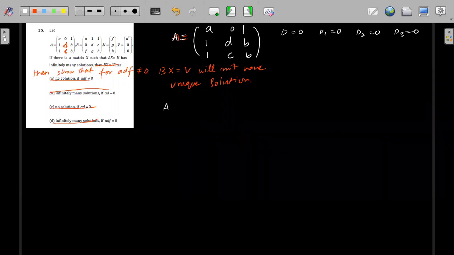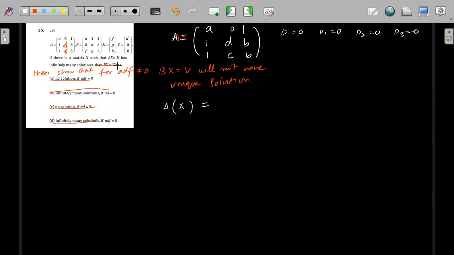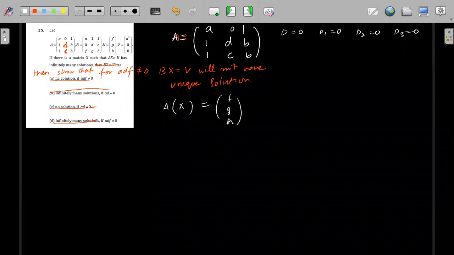So we have AX equals U, and U is FGH. Okay, so now I will find the value of D. First, I will find the value of determinant D. So what I can do is subtract row 3 with row 2.